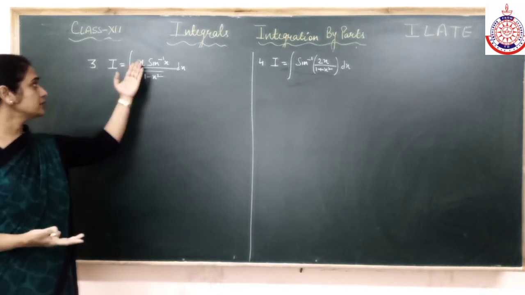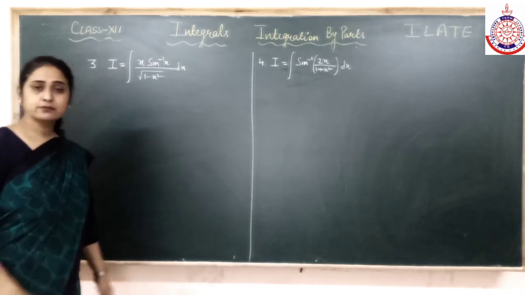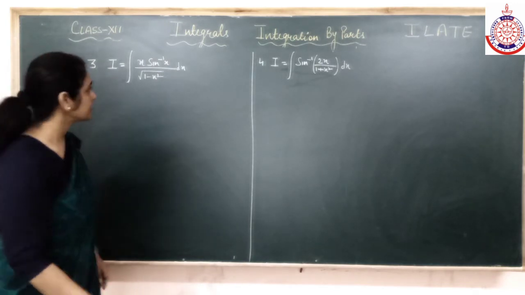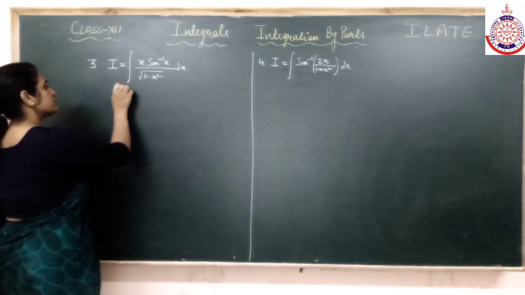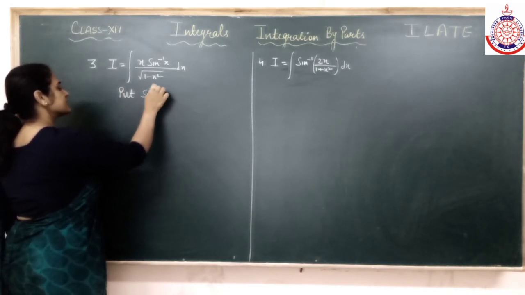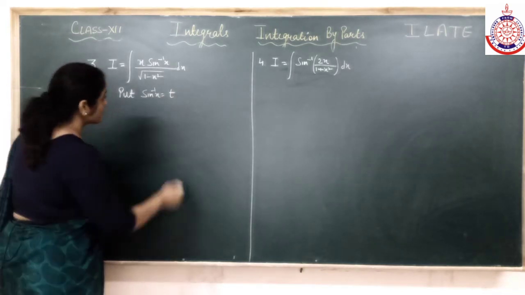It has 1, 2, 3 functions. If I start applying by parts directly, it becomes complicated. So one thing you have to think is the substitution method. Substitute that whose differentiation is given. If I see sin inverse x, what is the differentiation of sin inverse x? 1 upon under root 1 minus x square, and that's given to me.